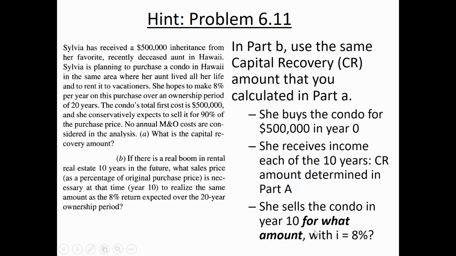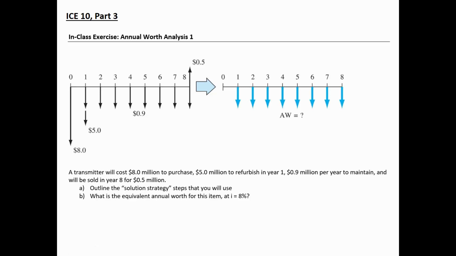I don't want to give you too many additional hints beyond that, but hopefully that breakdown helps. The real hint is that in part B you continue to assume the same capital recovery from part A. So capital recovery basically means how much she needs to get from the renters each year to cover the difference. So in part A, when you calculated that capital recovery, that's what she'll be pocketing in order to realize the 8% return.